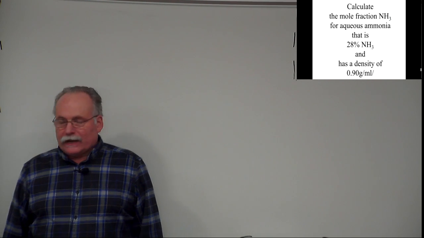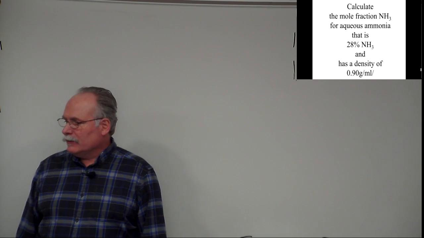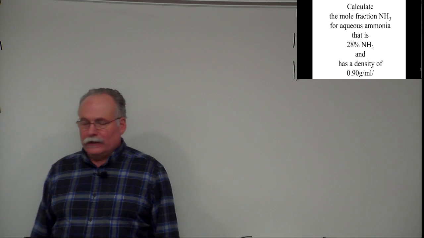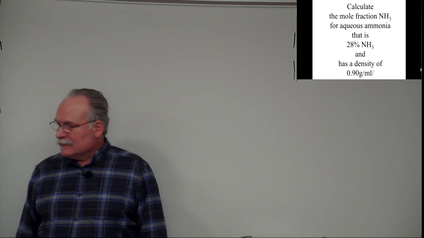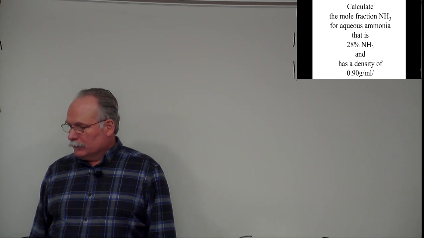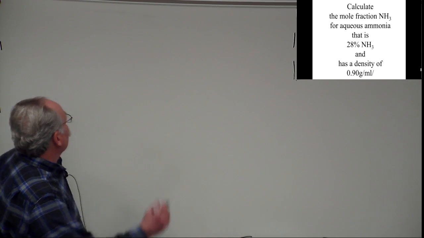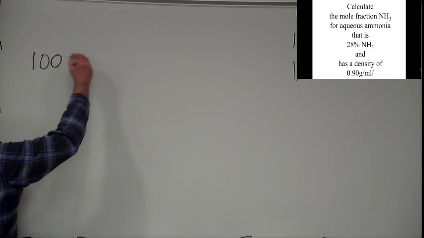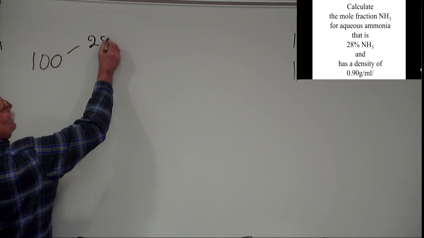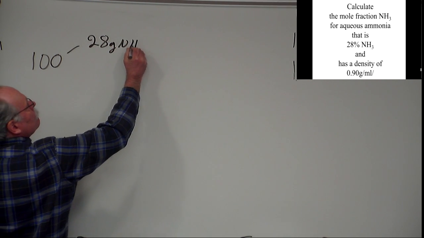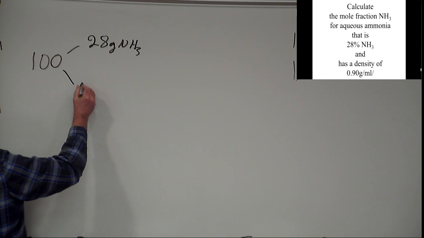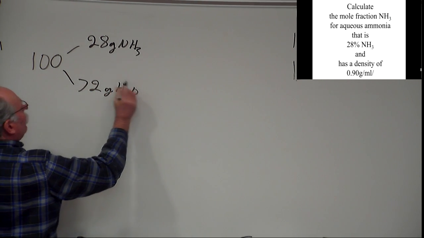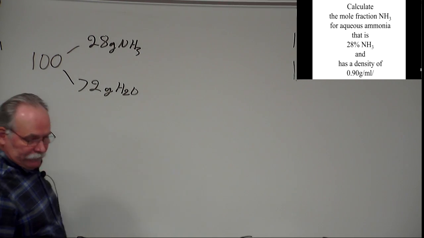In this problem, we want to calculate the mole fraction for a concentrated solution of aqueous ammonia. Concentrated ammonia is 28% ammonia, and it has a density of 0.90 grams per mL. So we can choose any sample size. We'll do this the easy way, and we'll choose 100 grams. If we have 100 grams, there's 28 grams of ammonia, and there will be the remaining 72 grams of water. That is 100 minus 28, which is 72.